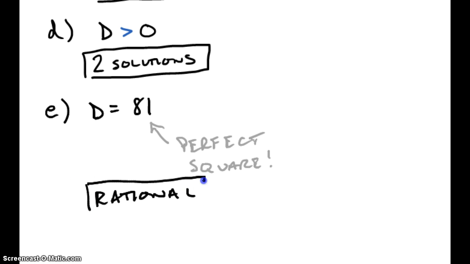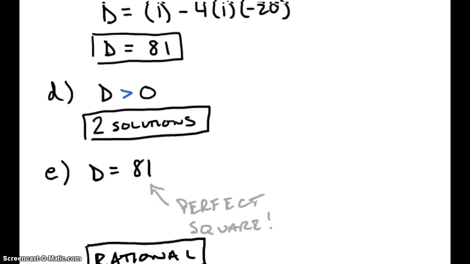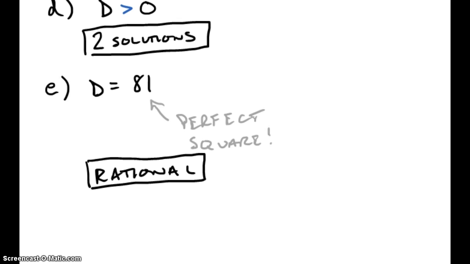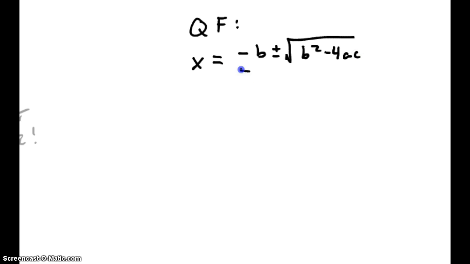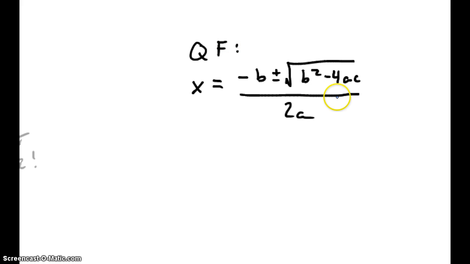So the discriminant tells me quite a bit about what this looks like. And if you're curious about where this discriminant is coming from, if you write the quadratic formula, it looks like this: x is equal to negative b plus or minus square root of b squared minus 4ac all over 2a. If I look at this inside right here, this part inside the radical is called the discriminant.